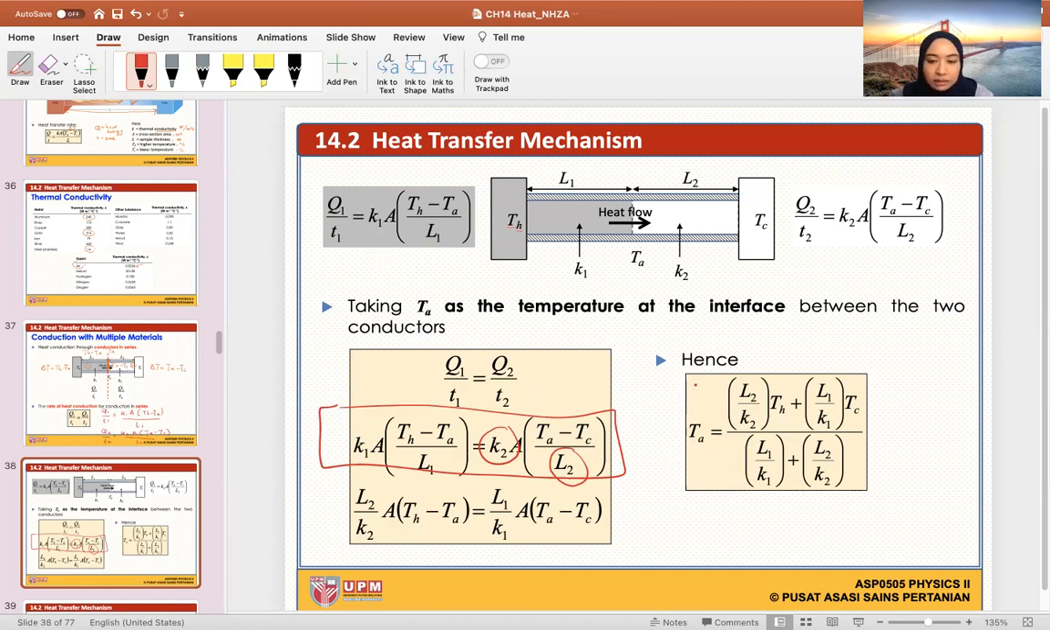So TA, dia rearrange lagi. So TA will give you L2 over K2, TH plus L1 over K1, TC over this. You don't have to use this final form. You can use it as it is and solve for TA. Boleh juga. Okay, dia just rearrange.